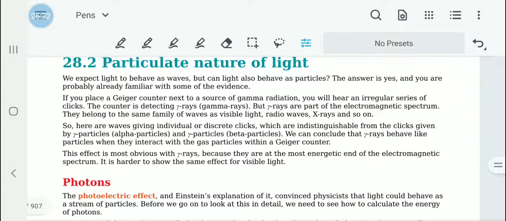When gamma rays, which belong to the same family of waves as visible light, are passed through a Geiger counter, it gives out the tick sounds that we get when it passes through.